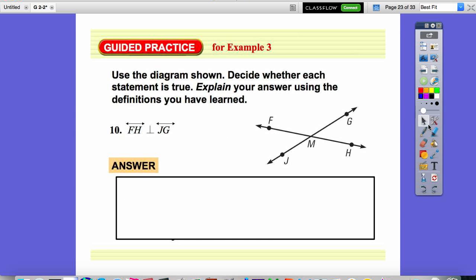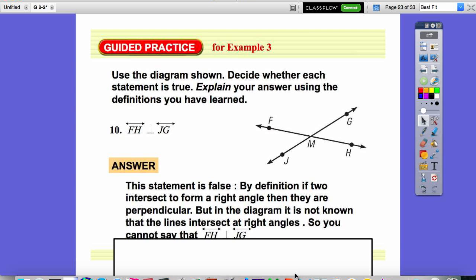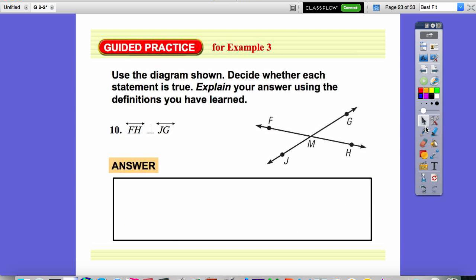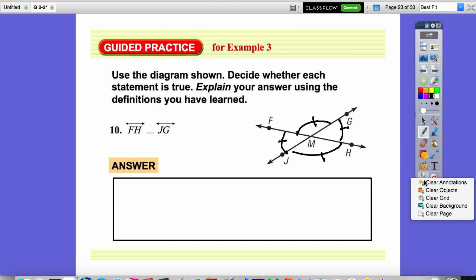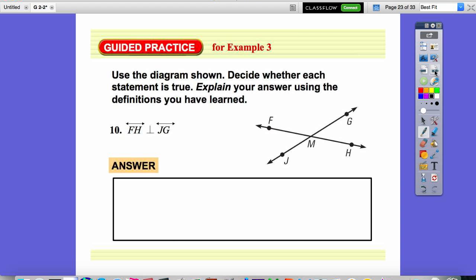Use the diagram. FH is perpendicular to JG. They don't look perpendicular, but we certainly have no information telling us that they are perpendicular. If we had a right angle symbol, or if I had congruent markings on all of these that said all of these were congruent, then they would all be 90 degrees. If there were some additional markings, we could determine that, but not from the information given here.